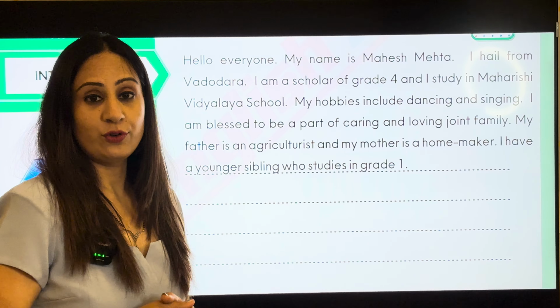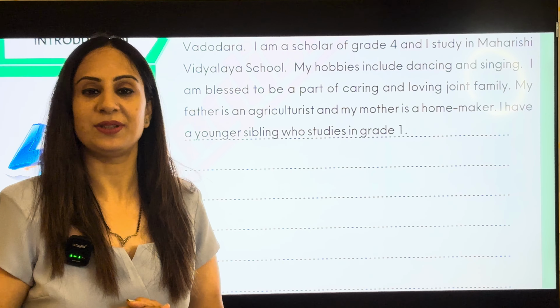The last sentence is, I have a younger sibling who studies in grade. You can talk about the grade in which your brother or sister studies. If it is younger, you will use the word younger. If it is elder, that means they are elder than you, you will use the word elder. So this is how we have understood how to introduce ourselves in chapter number 1.